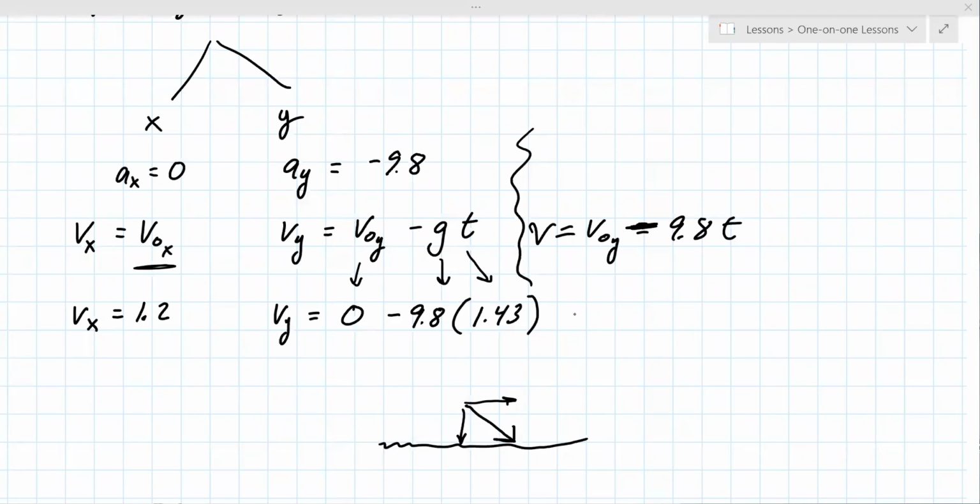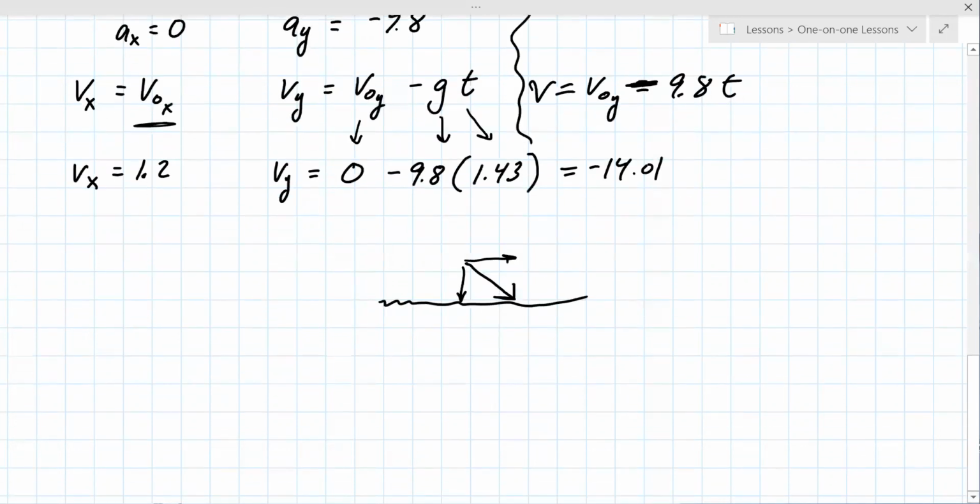It's negative, right? Negative 14. Yeah, negative. So what this means is in the y direction it's going down at 14, and in the x direction it's going over at 1.2. And your instructor gave you an equation here. Actually, your instructor did not give you an equation.